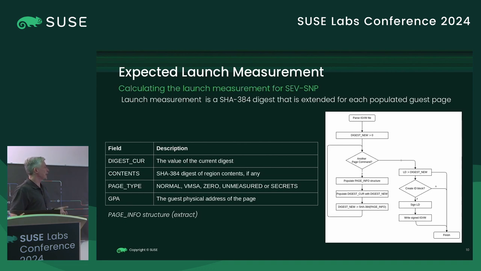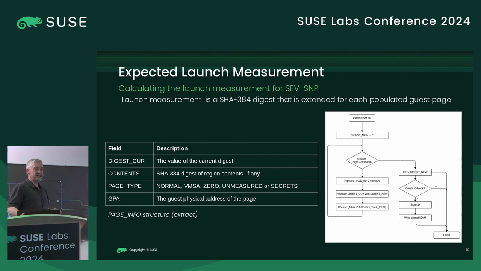What you can do is create a metadata block called an ID block that has that expected launch measurement in there and embed that in the IGVM file. And then the host can provide that to the security processor when the guest is started. Now, it doesn't just contain the ID block. It also contains a signature over the ID block and the hash of the public key that's used to create that signature. And there's also another level of key in there as well, just for easing the certificate management.